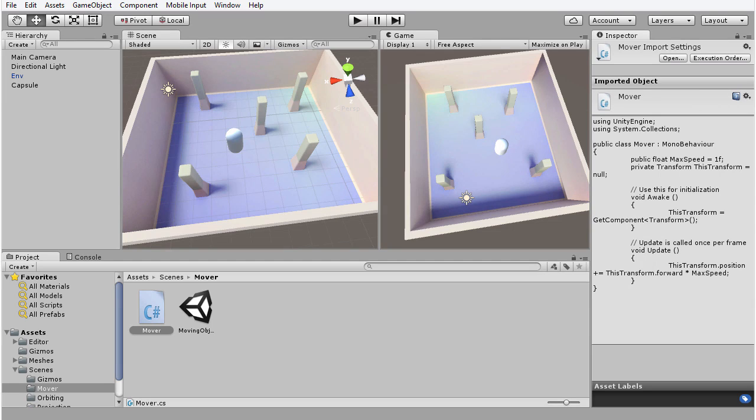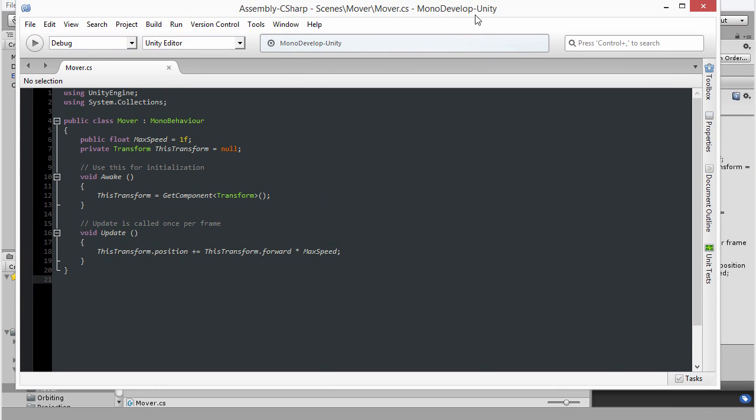In the preceding movie, we coded some functionality that allows an object to move in the direction in which it's looking, and I left you with a tantalizing cliffhanger that told you there was one small ingredient missing from the overall equation. If I go back to MonoDevelop and take a look at the update function, there is something that is missing from here.